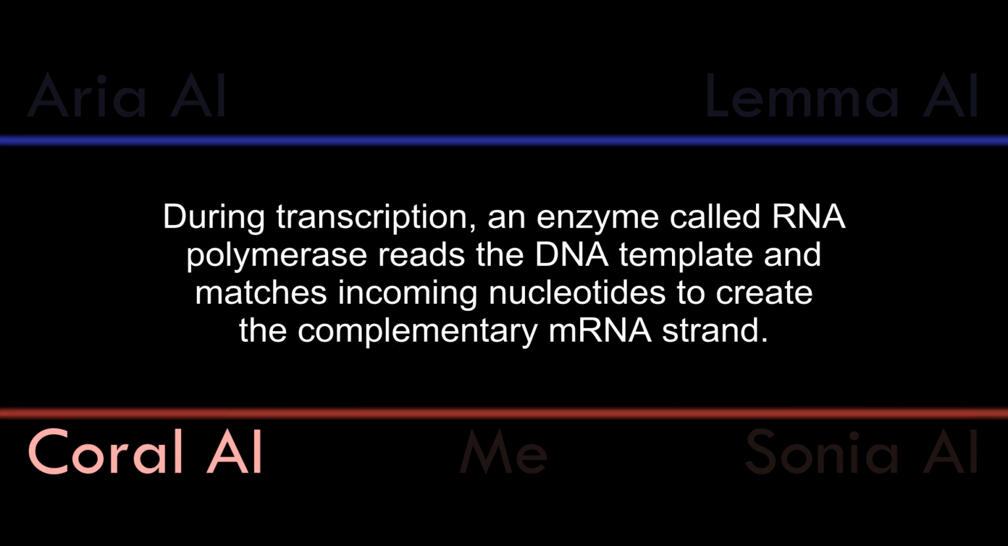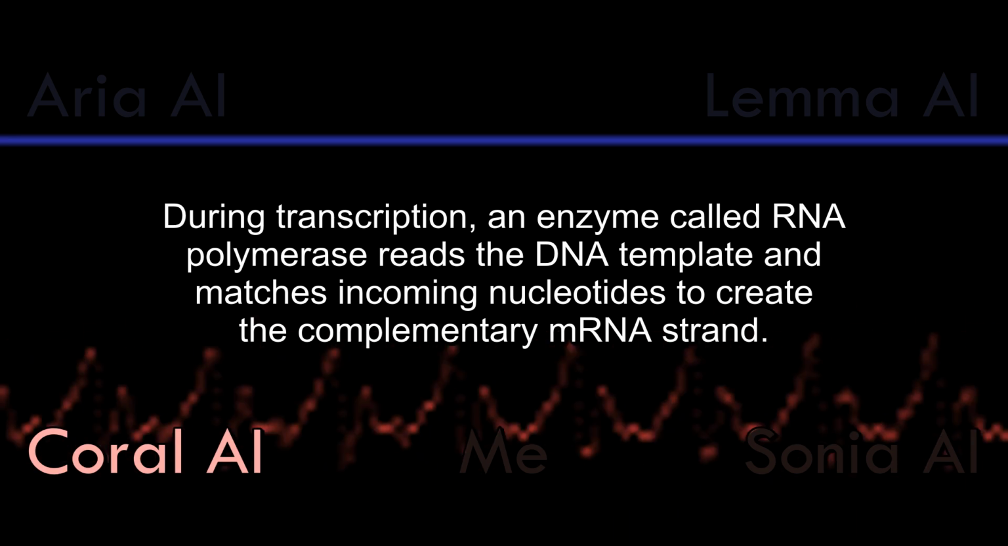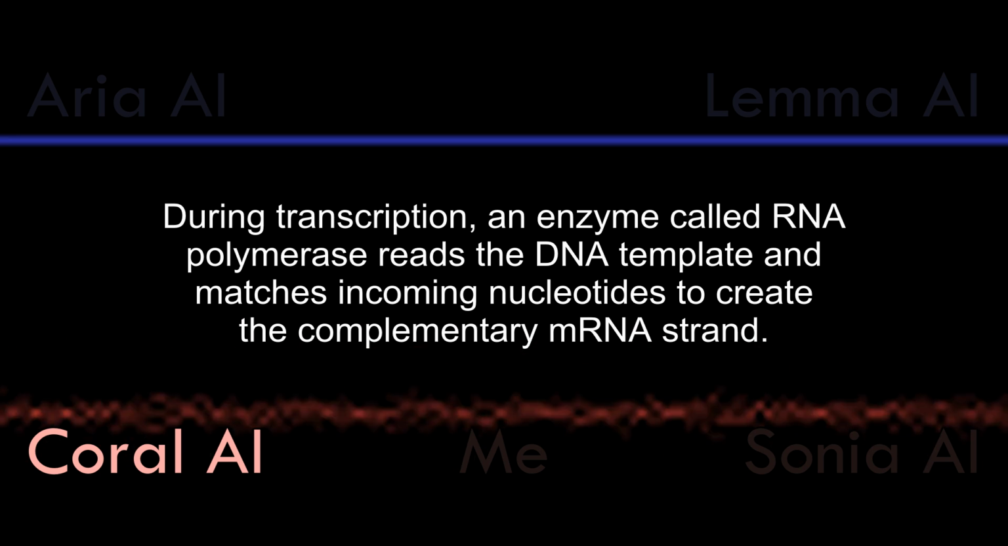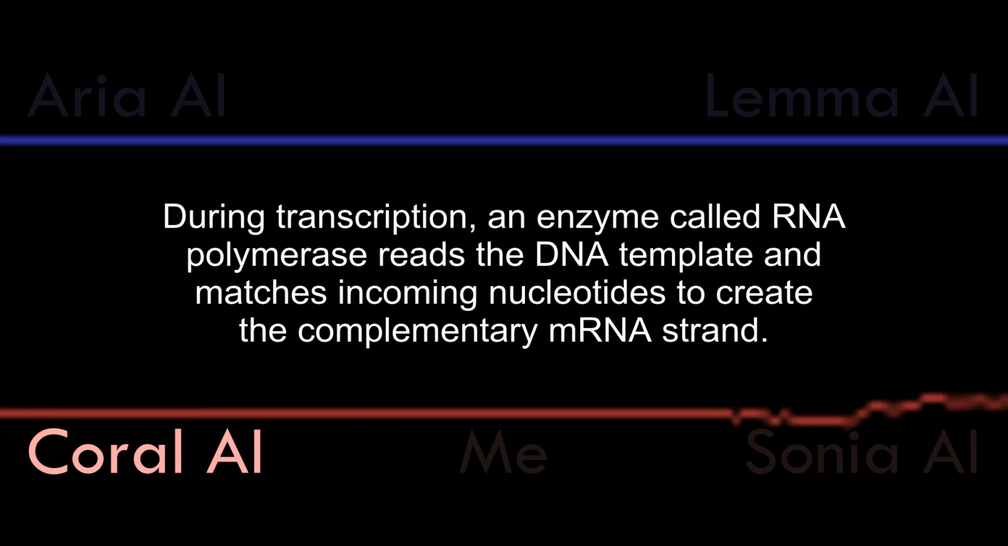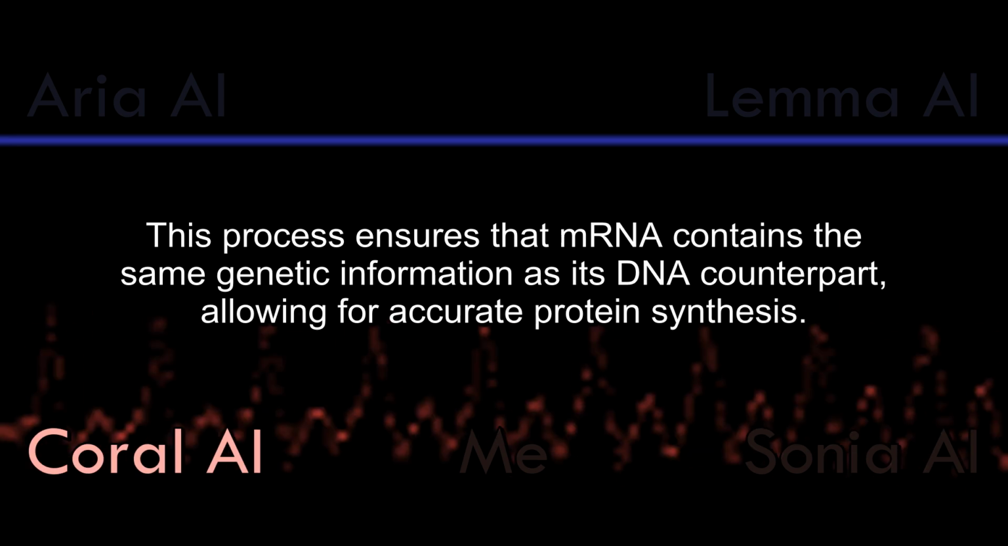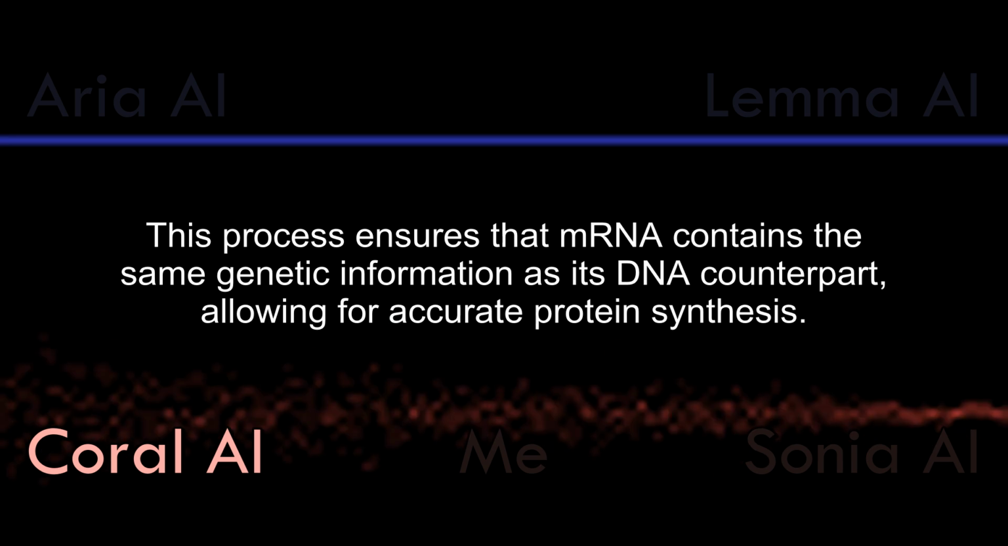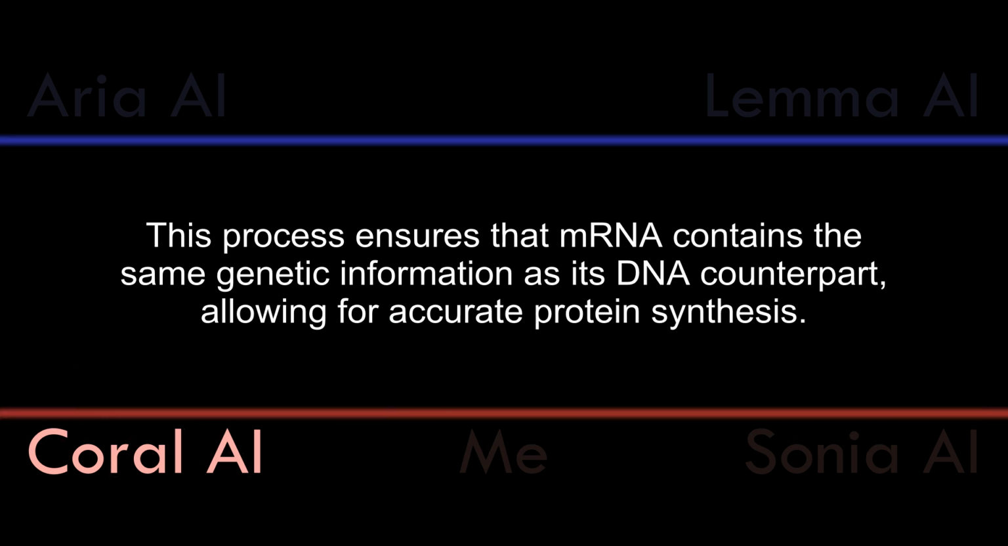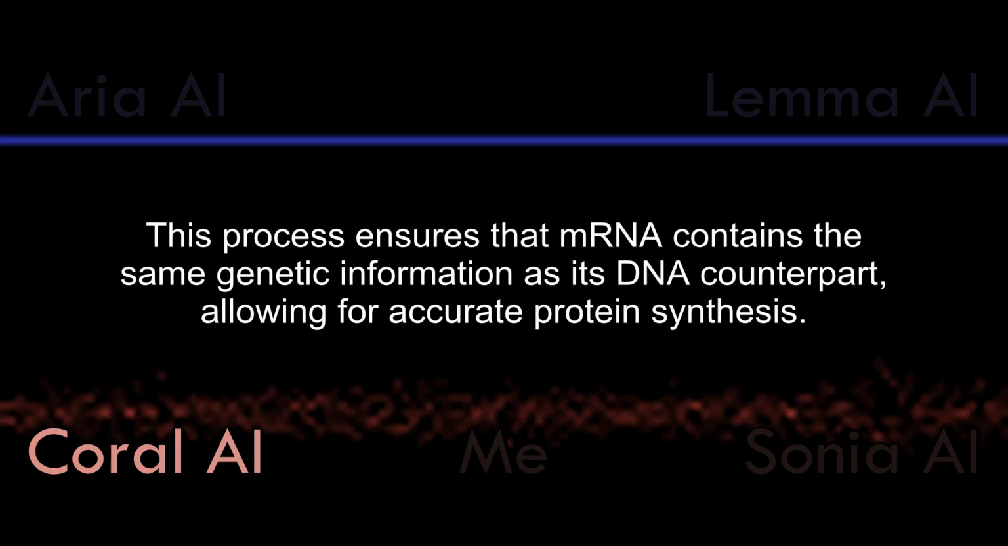During transcription, an enzyme called RNA polymerase reads the DNA template and matches incoming nucleotides to create the complementary mRNA strand. This process ensures that mRNA contains the same genetic information as its DNA counterpart, allowing for accurate protein synthesis.